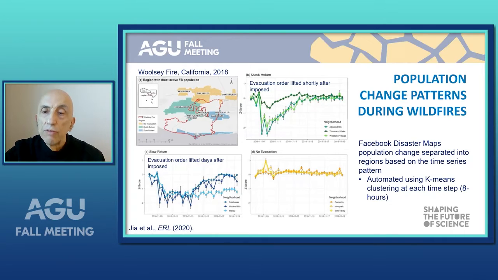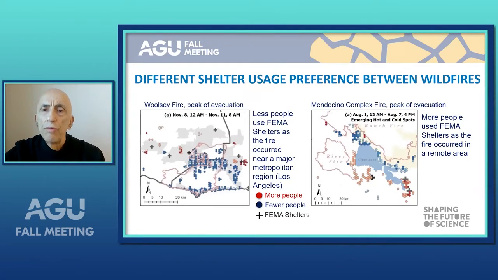So we show Facebook disaster maps population change separated into regions based on the time series patterns. Here we show two particular fires, the Woolsey fire on the left side and the Mendocino complex fire on the right panel. And so here you have, in the case of the Woolsey fire, less people use FEMA shelters, FEMA shelters shown with the cross. And on the right panel, you have more people use FEMA shelters as the fire occurred in remote areas.